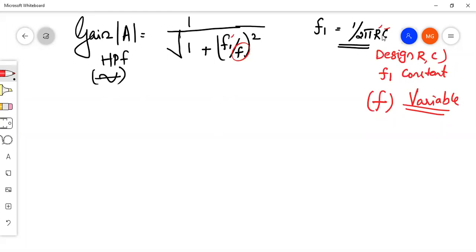So I am calculating the value of A, the magnitude of A when f equal 0. Can you tell me what is the value of capital A when f equal to 0? Substitute f equal to 0, then get me the value of A.